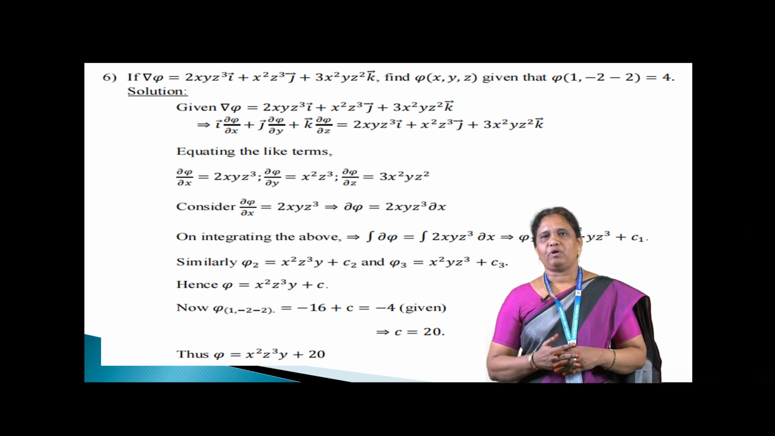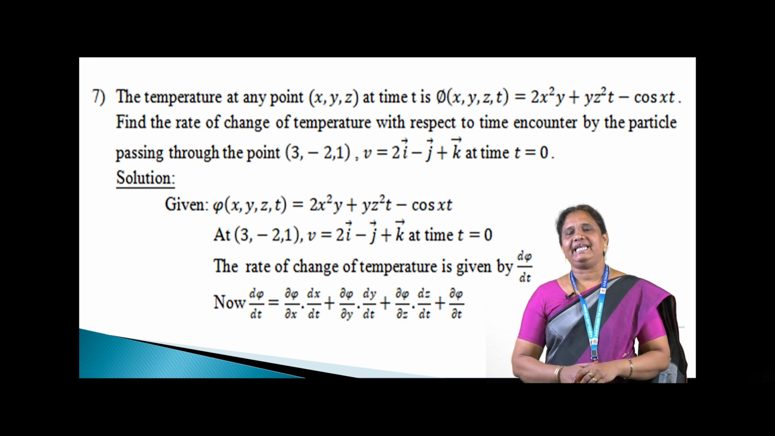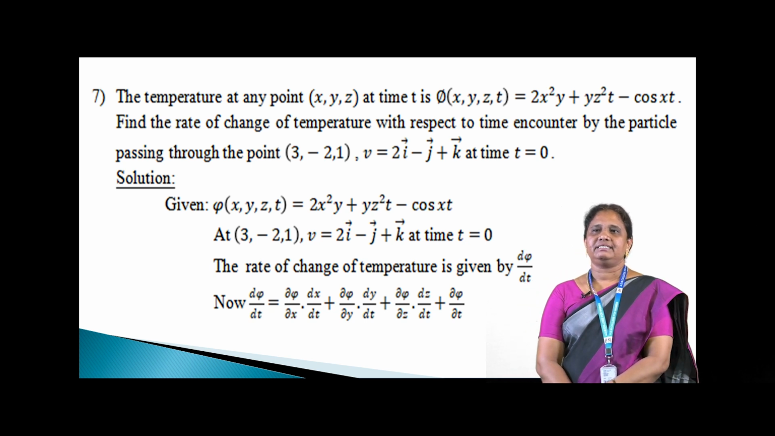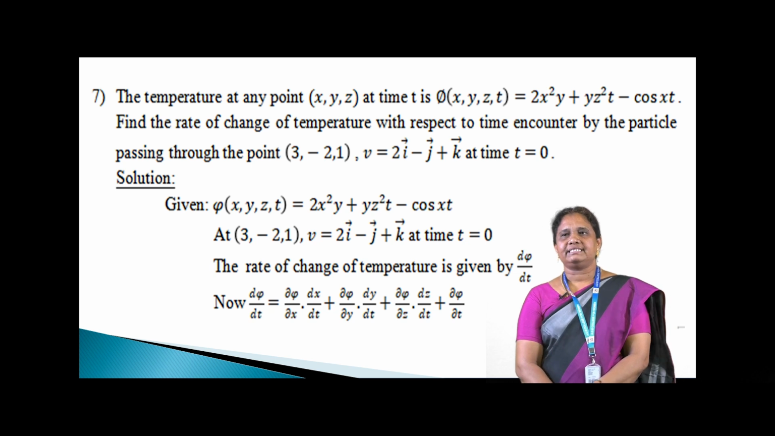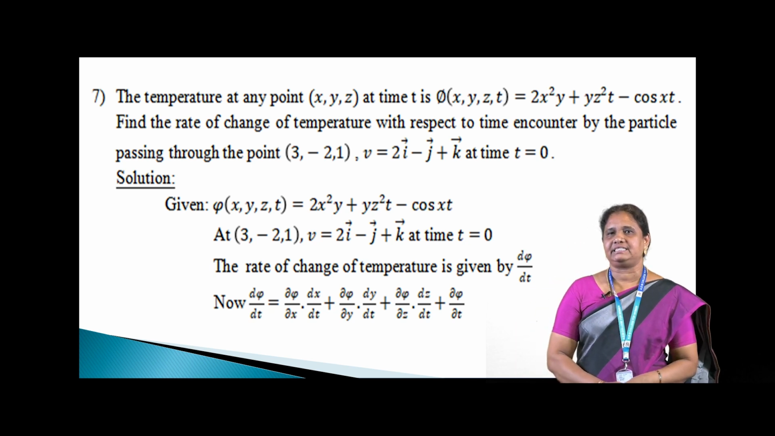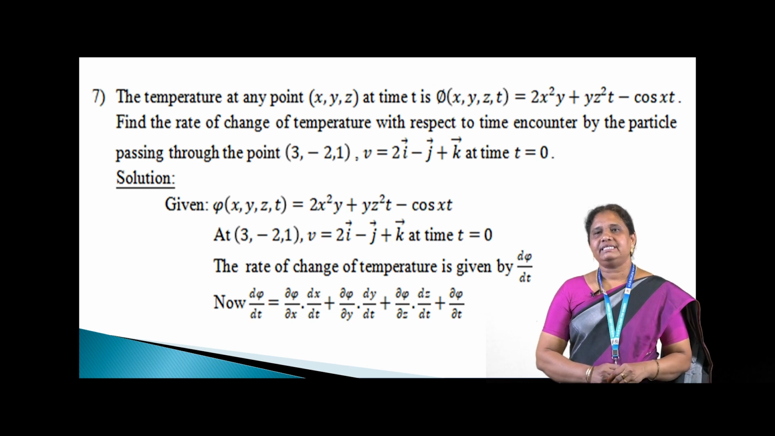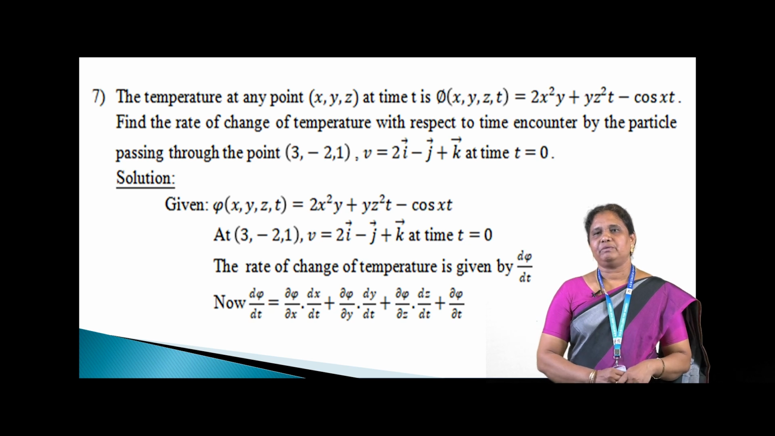Okay, so in the next problem, the temperature at any point (x, y, z) at time t is phi of (x, y, z, t) equal to 2x square y plus y z square t minus cos xt. Find the rate of change of temperature with respect to time encountered by the particle passing through the point (3, minus 2, 1).